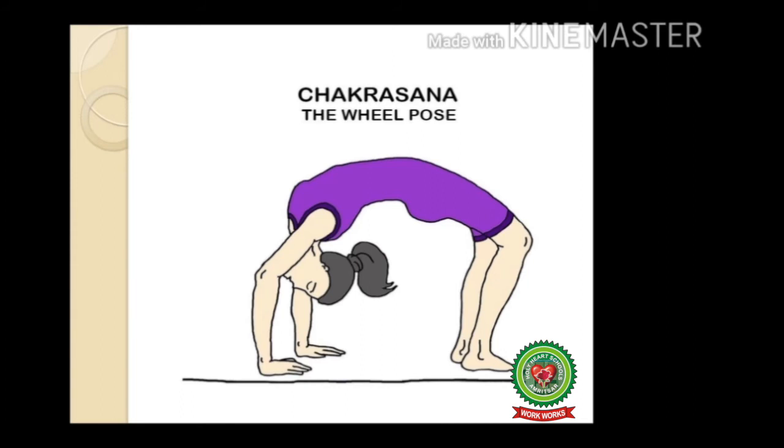Chakrasana is backward bending yoga asana. Chakra in Sanskrit means wheel. That is why it is also known as wheel pose. So in Chakrasana pose, the finishing position looks like a wheel, hence the name. It gives great flexibility to the spine. This pose is full back bend and it strengthens the arms, legs, abdomen, glutes, shoulders and spine.